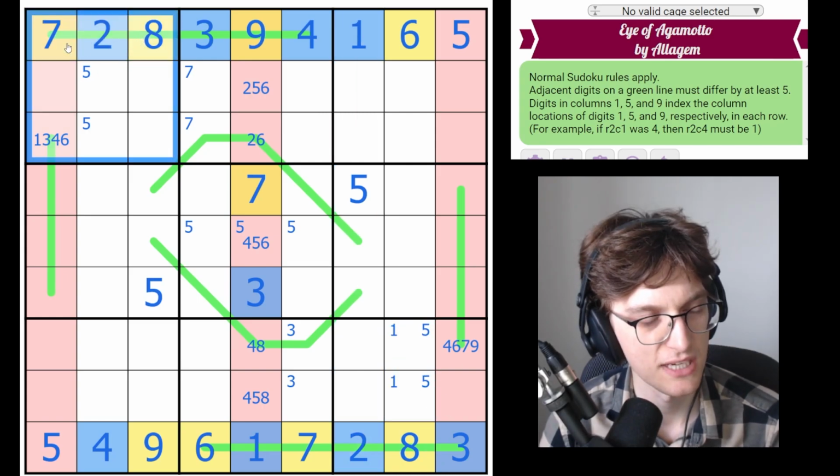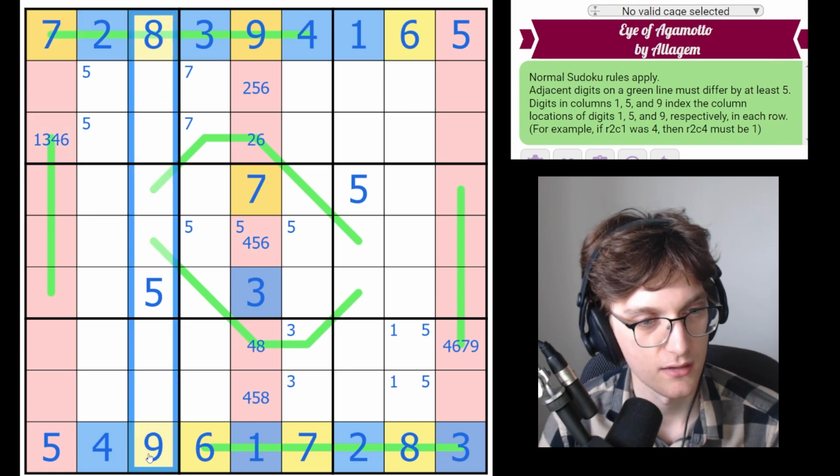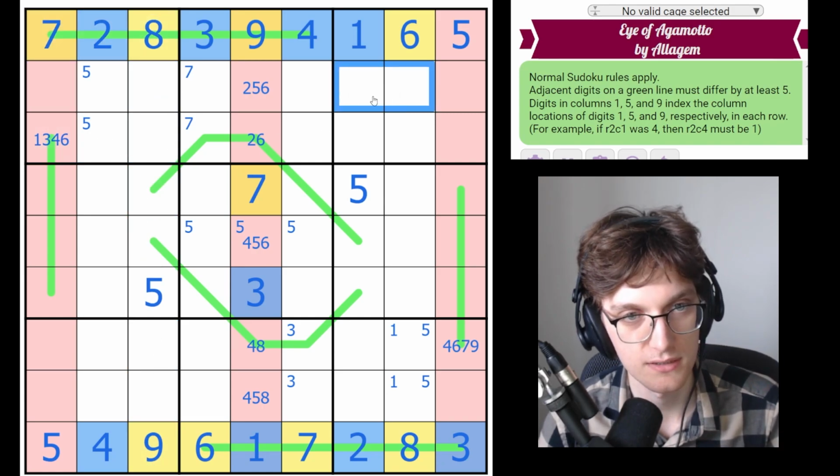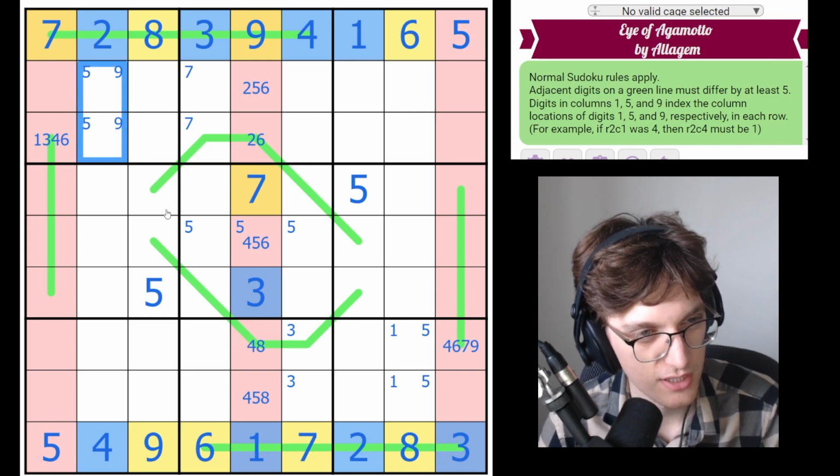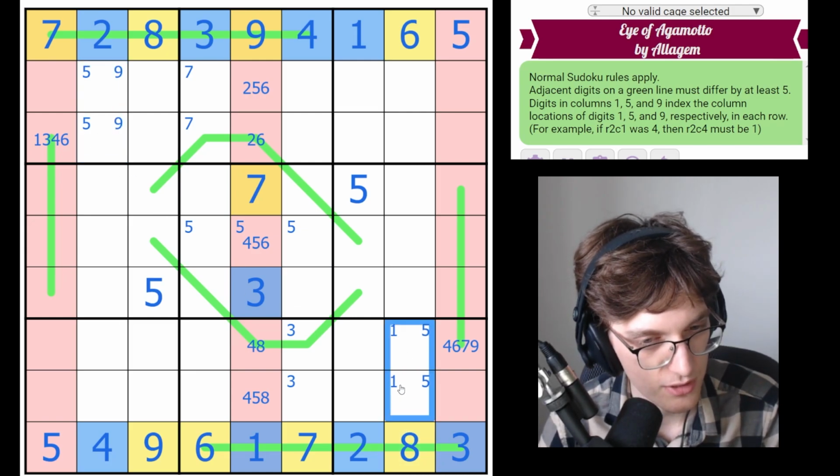And then I think it's the same thing with 9 over here. Yeah, 9 can't go here because the 1 is over here. So, yeah, this is a 9. Does that mean this has to be a 5-9 pair and a 1-5 pair? Is that how that works in Sudoku?